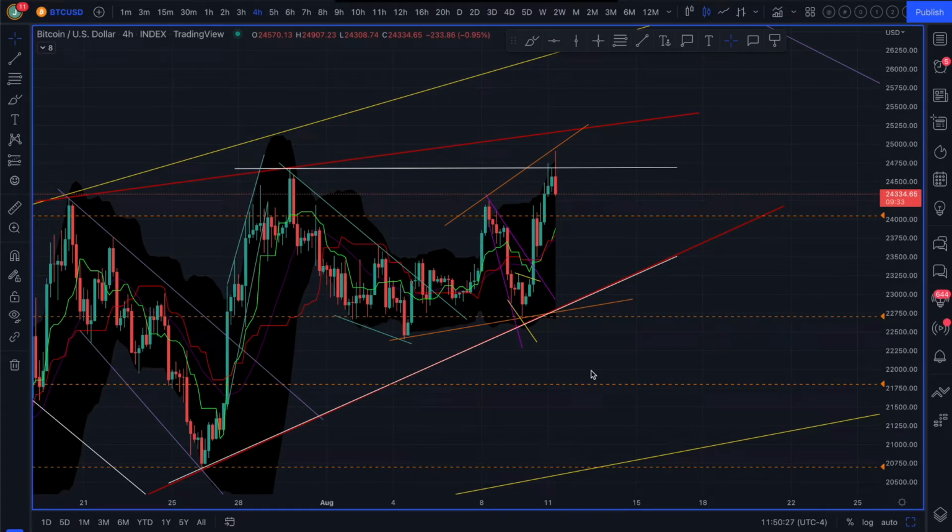Then we broke into this yellow channel. Now originally, I thought it was going to be more like connecting these two, then connecting these two, because you had up, down, breakout. So this channel was still a real channel.